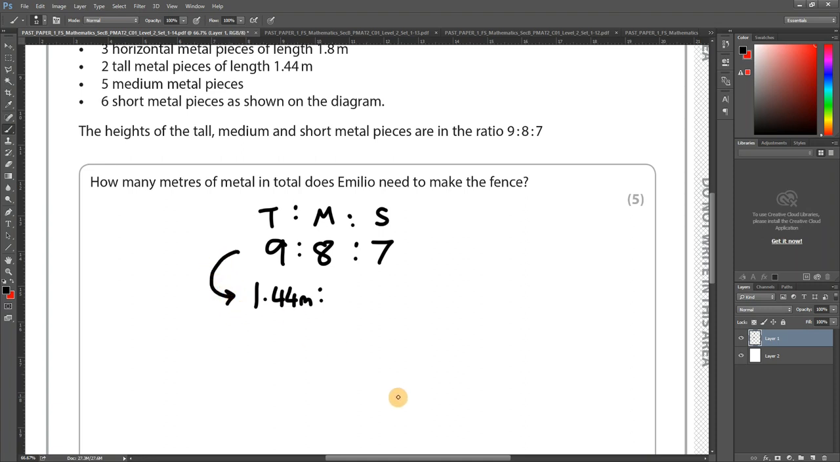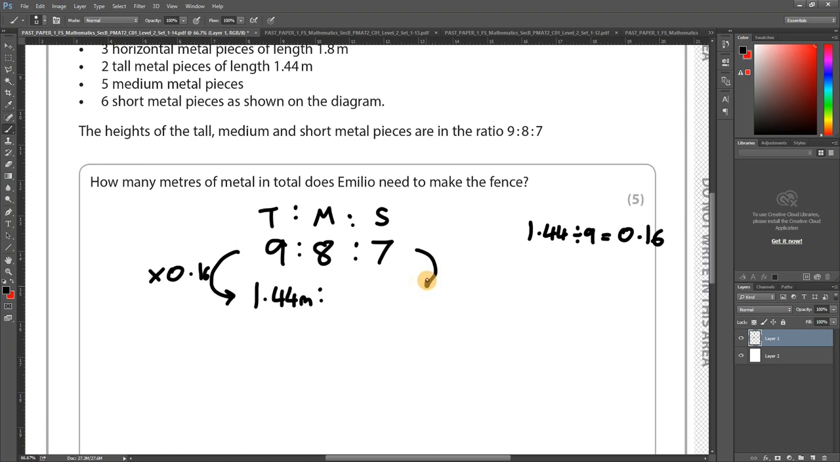So how do I get from 9 to 1.44? You could times it by, so basically how many nines go into that. What I did was, on the side, I worked out 1.44 divided by 9. That gave me 0.16. So to get from 9 to 1.44, I'll have to times it by 0.16.